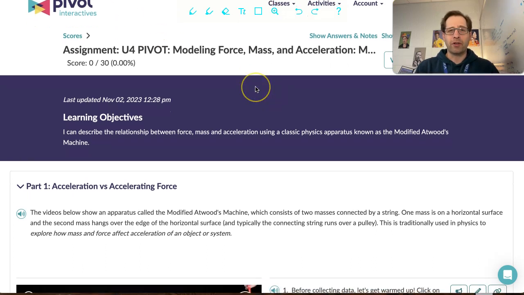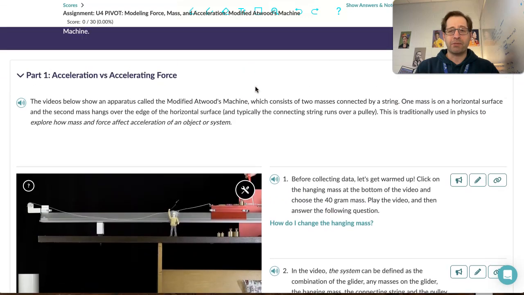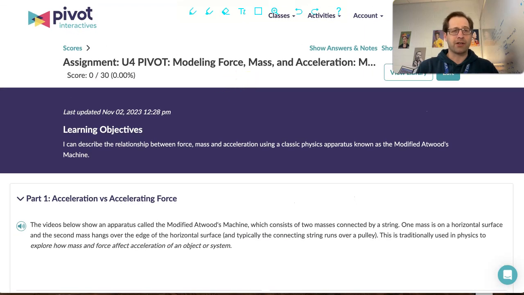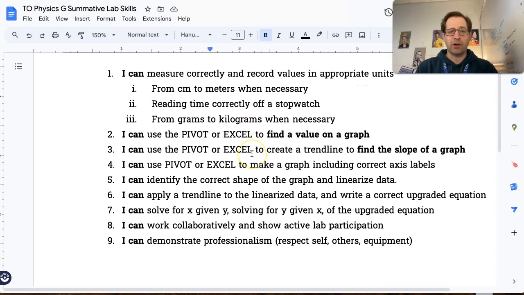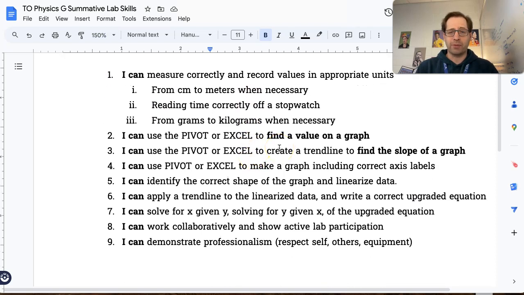So I'm going to go over some of the ideas in the Pivot, and at the same time I'm going to focus on those lab skills that I want you to reiterate in those. So here is a basic overview of the things that we're going to be looking at, and I'm going to be looking at as we go through the Pivot experience.